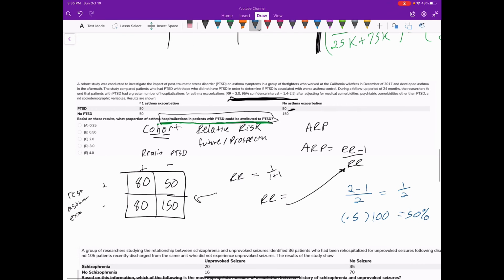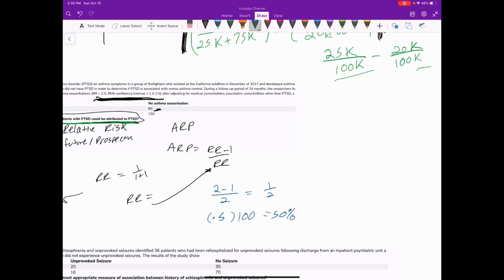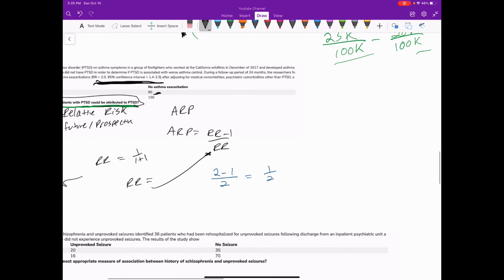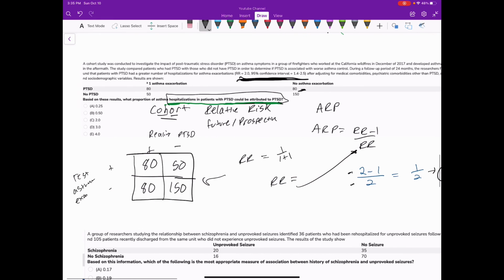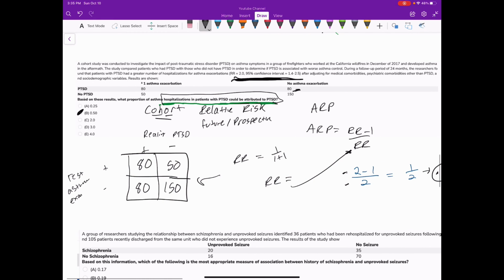So our answer is, I'm sorry. So it's 2 minus 1 over 2, which is 1 over 2, right? This equals 0.5. So this is going to be our answer. 0.5. Don't go too crazy. Don't do more than you have to. I know sometimes I like to do that too, but I didn't make this test up.